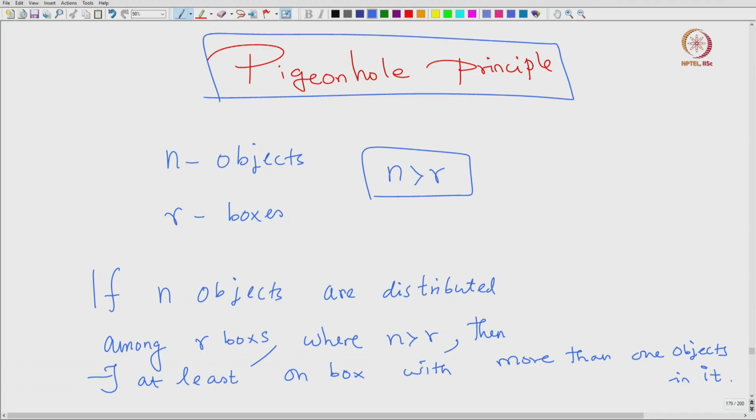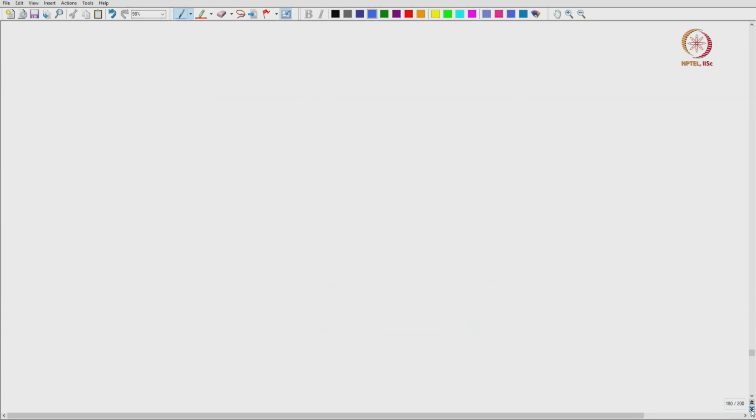Let us make a sharper version of this and write everything in terms of sets and functions, and that is going to be useful in applying the pigeonhole principle in most places. So, let us formalize it. Let us say we have sets instead of boxes and objects. We have N and R as the given sets, where the cardinality of N is n and the cardinality of R is r, and we assume that n is greater than r. That means the number of objects is more than the number of boxes.